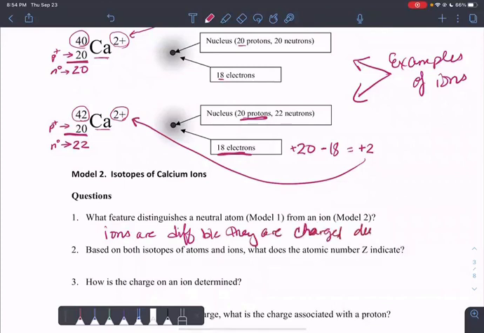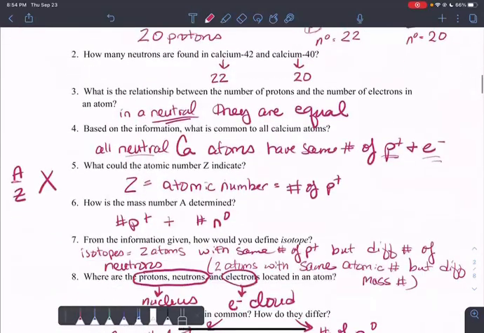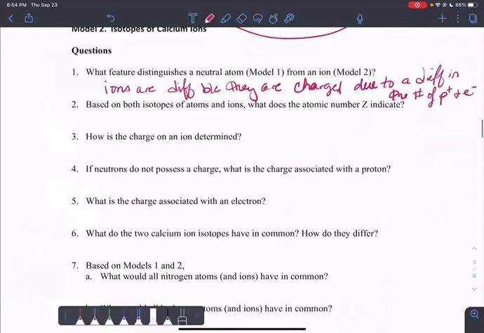They're charged due to a difference in the number of protons and electrons, right? So if you have more or less electrons than you do protons, then you're going to have an ion. So based on both isotopes of atoms and ions, what does the atomic number Z indicate? So remember, that was our symbol over here, X with A and Z. So it's still the number of protons.